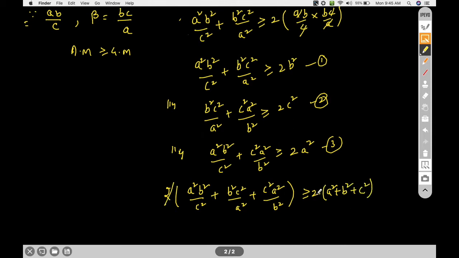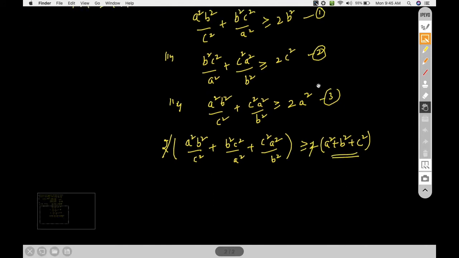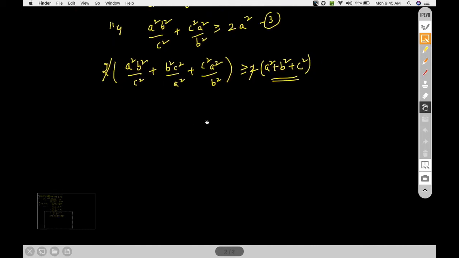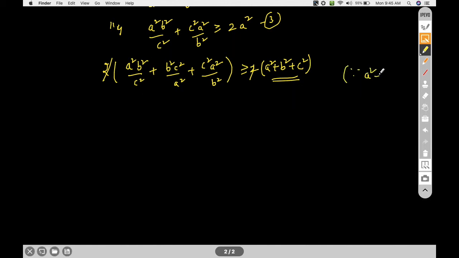This 2 cancels, but in the question what is the given thing? A square plus B square plus C square is given as 1. Since A square plus B square plus C square is equal to 1, this becomes A square B square by C square plus B square C square by A square plus C square A square by B square is greater than or equal to 1.